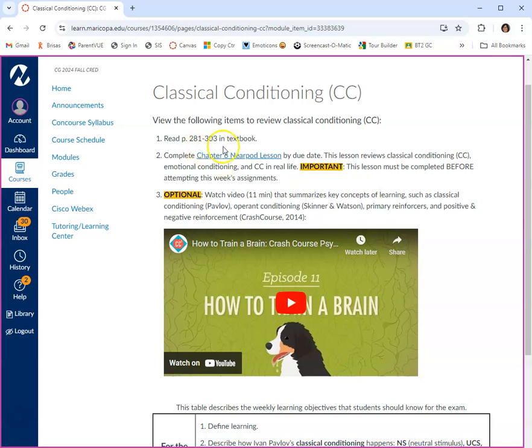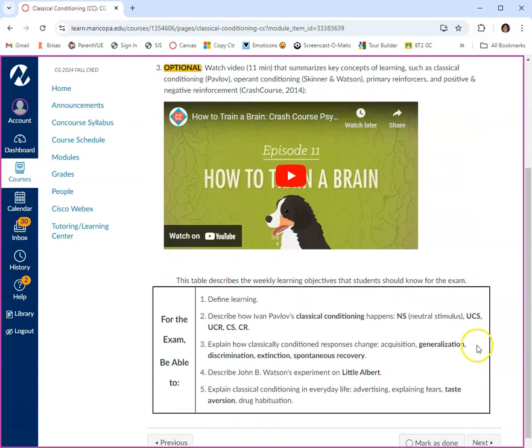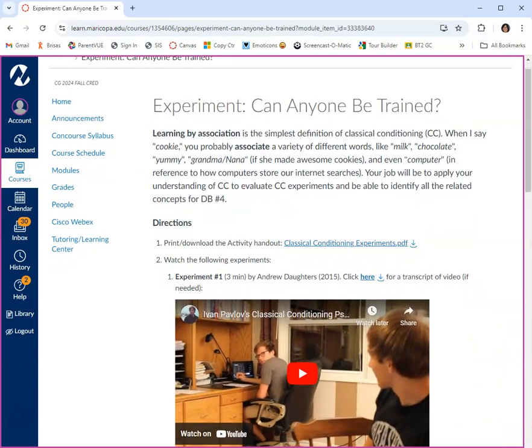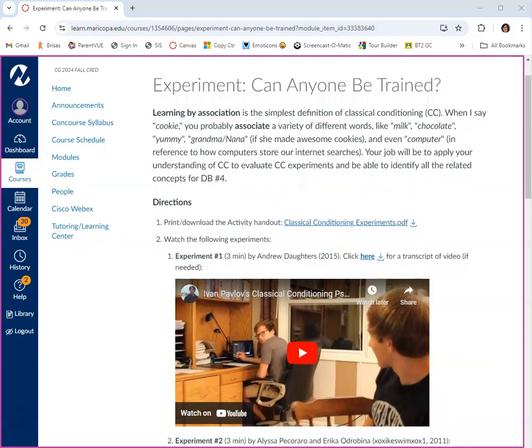Please read the designated pages in the textbook and complete the Nearpod lesson. This week's activity expands on the concept of classical conditioning.